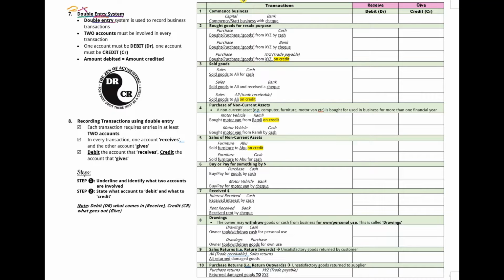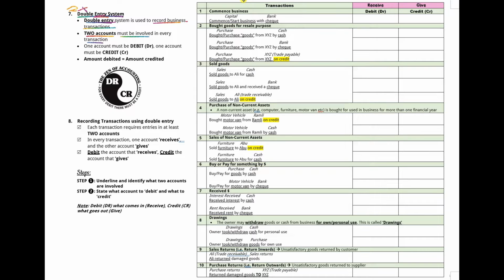So the double entry system is used to record business transactions. Remember on the first page we said that bookkeeping is recording transactions according to a set of rules, okay? And one of them is the double entry system. When you record the transaction, we are going to observe the double entry system, which says that two accounts must be involved for every transaction. Every transaction, we need to involve two accounts minimum.